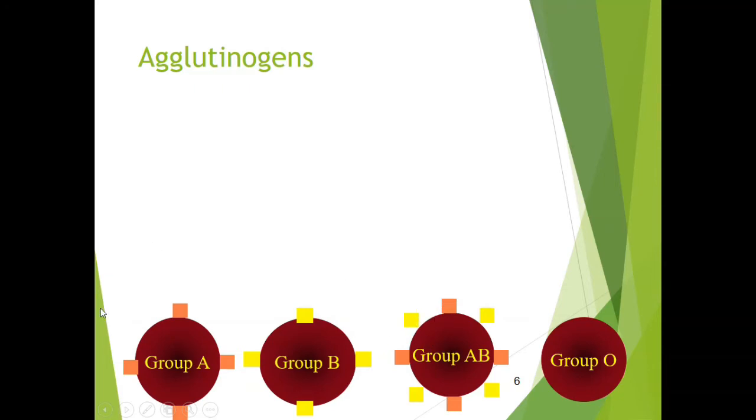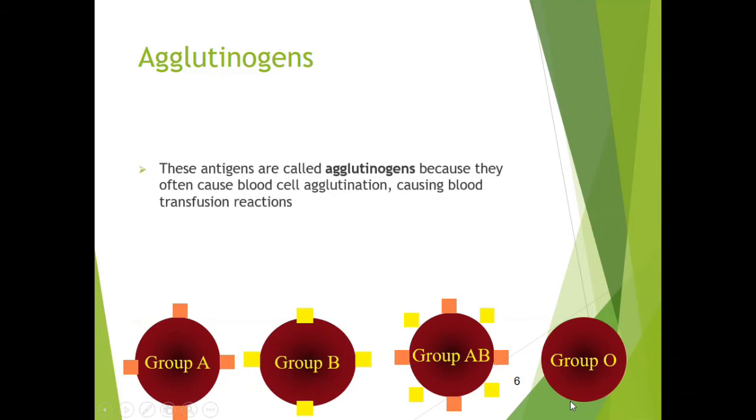Antigens are also called agglutinogens. These antigens are called agglutinogens because they often cause blood cell agglutination and cause blood transfusion reactions. So, which antigens are involved in blood transfusion reactions? Those are agglutinogens that may combine with the corresponding antibodies and cause clumping of RBCs. We will discuss it later.